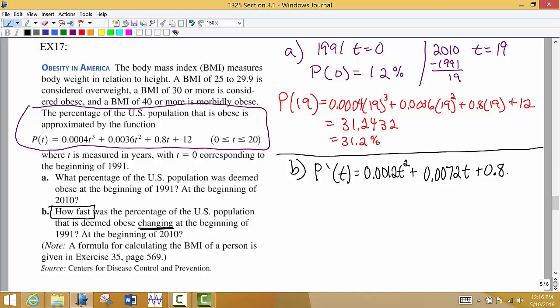So the first thing I needed to do is find the derivative. And then I want to know how the percentage is changing at the beginning of 1991. So for 1991, I'm going to plug into my derivative the t value of 0. Once again, pretty easy. We get 0, 0 plus 0.8. So it's increasing. What's my rate of change? It's increasing at a rate of 0.8% per year.